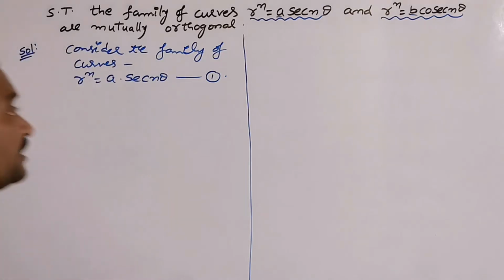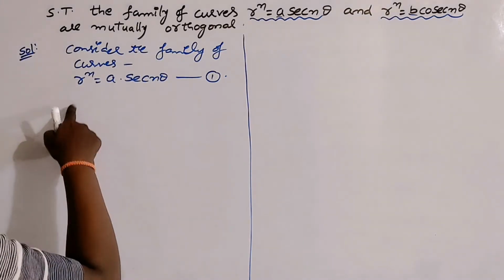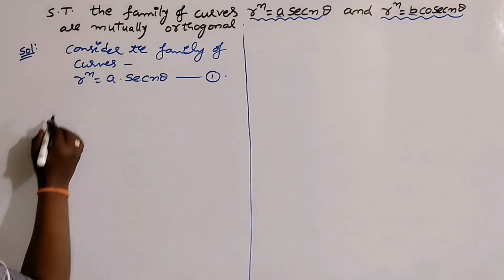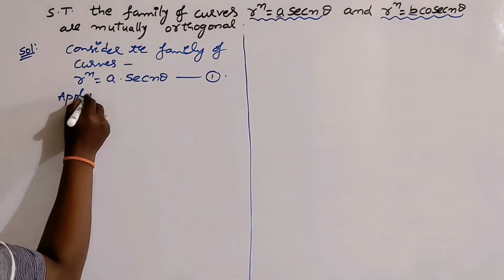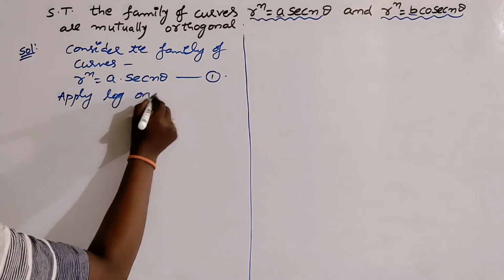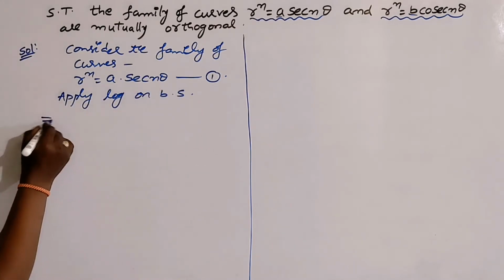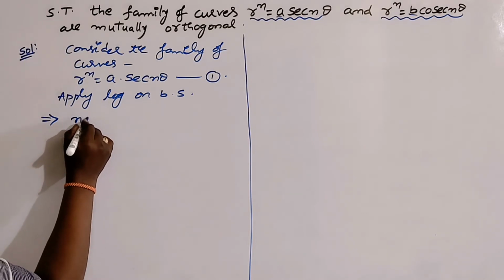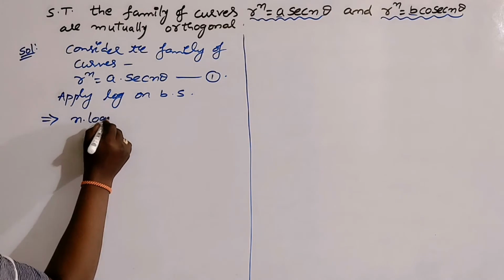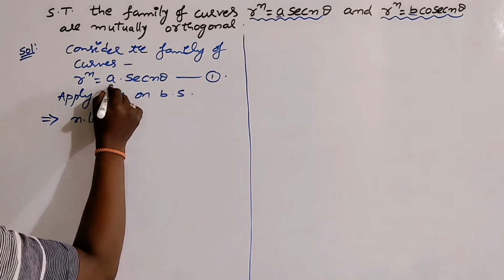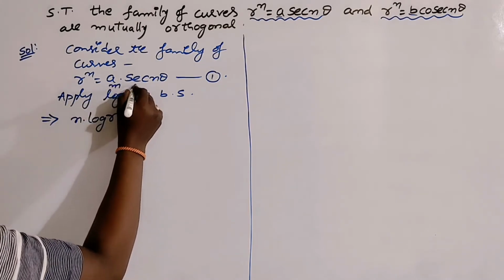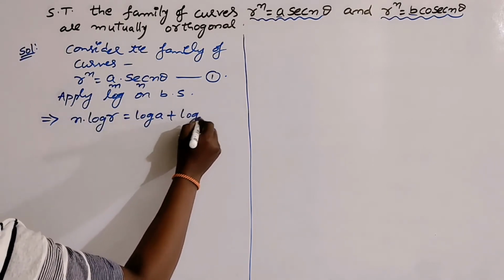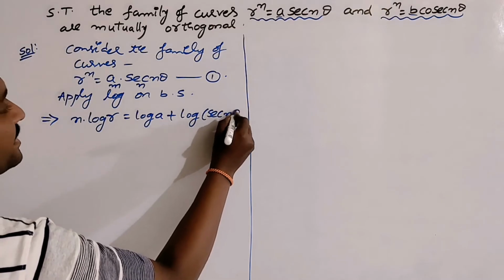But before taking the derivative with respect to θ, since the given family is in r, θ, I will take log on both sides. Apply the logarithmic function on both sides. So log r^n, by using the properties of logarithmic functions, gets n log r, and the right hand side becomes log of a times sec nθ, so you will get log a plus log of sec nθ.